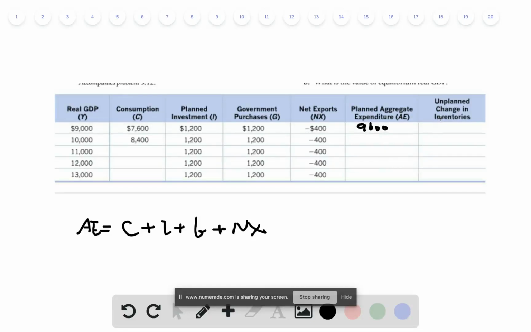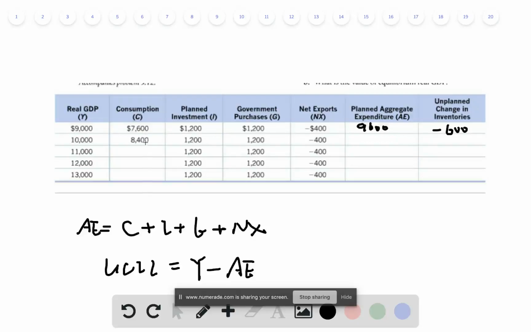9,600. And what do we mean by unplanned change in inventories? The definition for unplanned change in inventory, simply using a simplified word for it, is that it equals the real GDP minus aggregate expenditure. So for this very first row, we can see that the real GDP is 9,000 and the aggregate expenditure is 9,600. So the unplanned change in inventory should be negative 600.